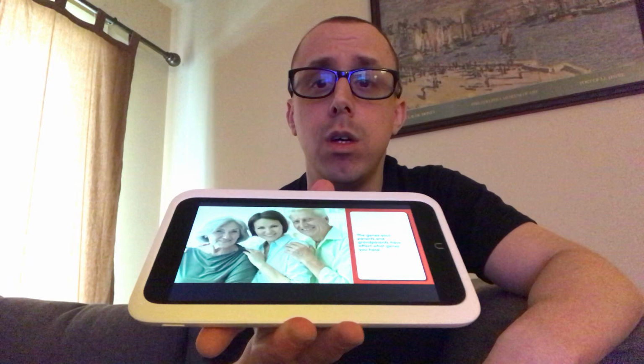The genes your parents and grandparents have affect what genes you have. So you might be tall when your parents aren't very tall, but your grandparents or one of your grandparents might have been tall, and so that gene skipped the generation but came through in you, or vice versa. You might be shorter than everyone else in your family. You are unique in some ways, but also have something in common with members of your family.